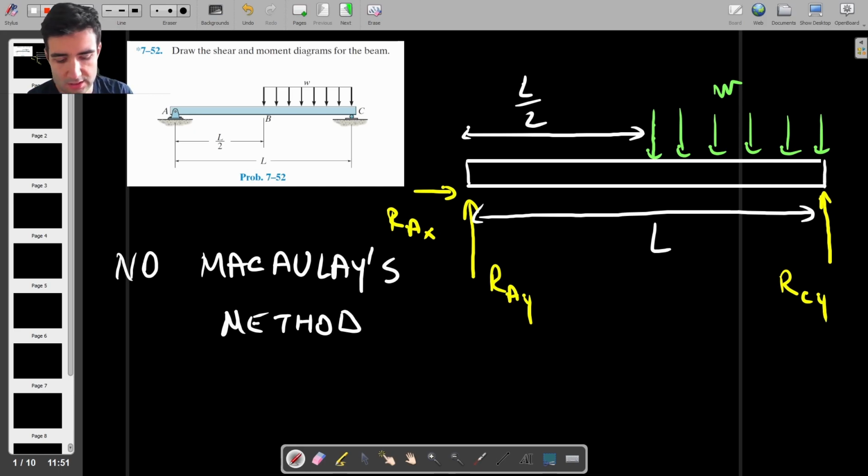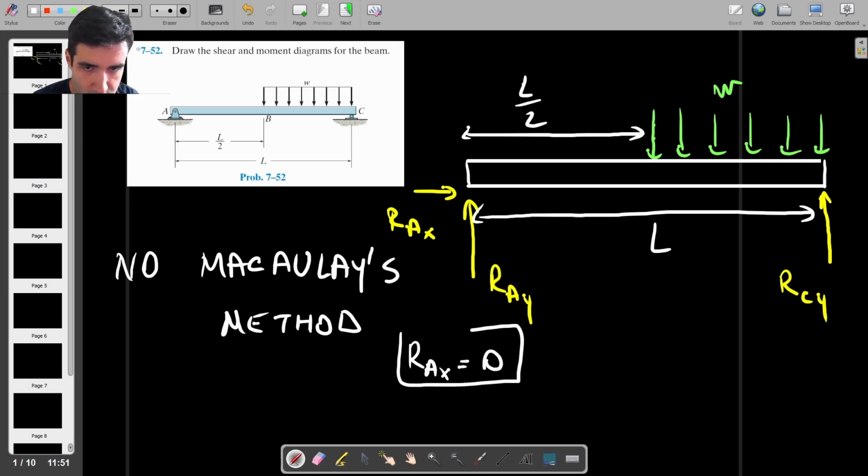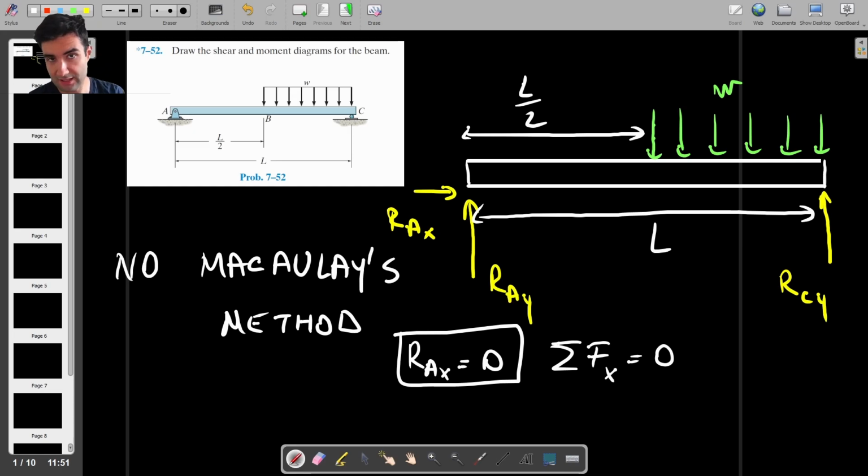Okay, so let's first try to find the reaction forces. The easiest one is RAX, which is just equal to 0. Right, so this is a statics problem, which means that the sum of forces in the x direction is equal to 0, and RAX is the only force in the x direction, therefore it's equal to 0.